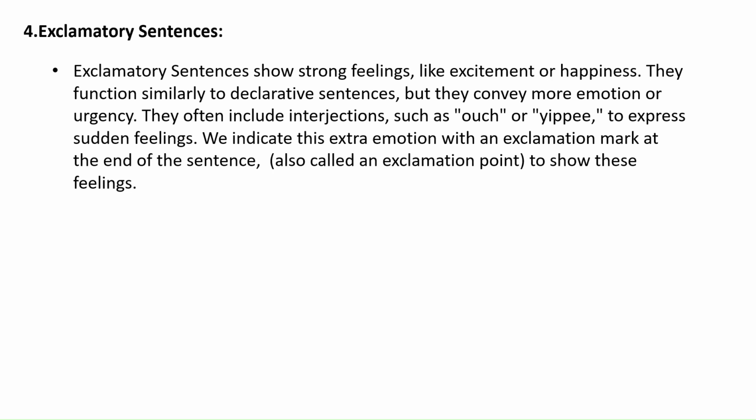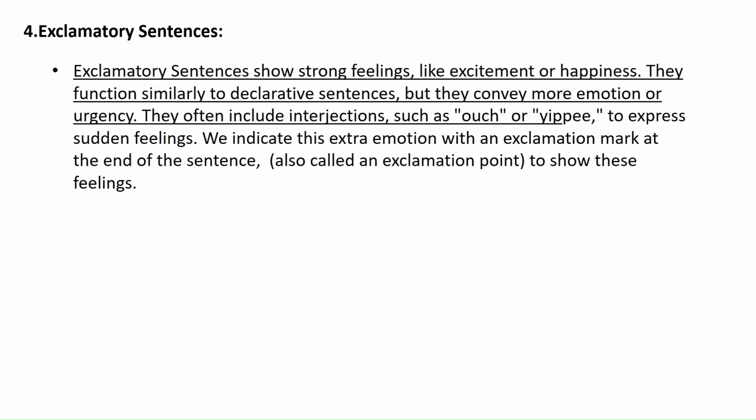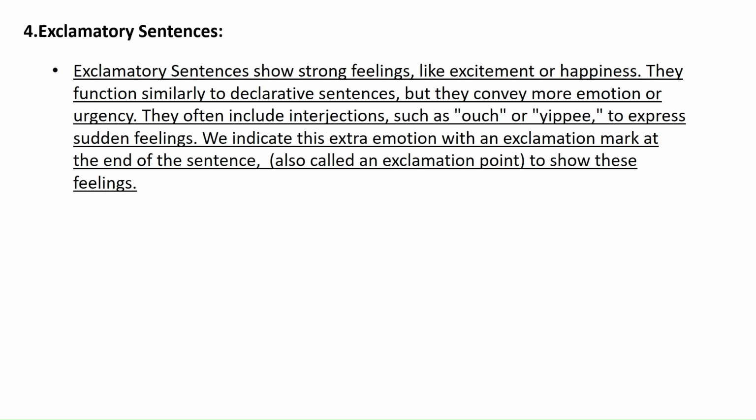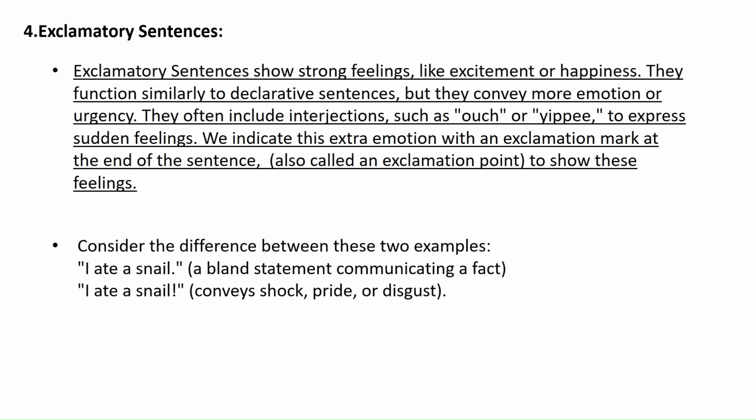Exclamatory sentences show strong or urgent feelings, such as excitement or happiness, and often include interjections like ouch, yippee, wow, etc. We indicate these extra emotions with an exclamation mark to differentiate them from declarative sentences. In speaking, we use stress and intonation to express these feelings.